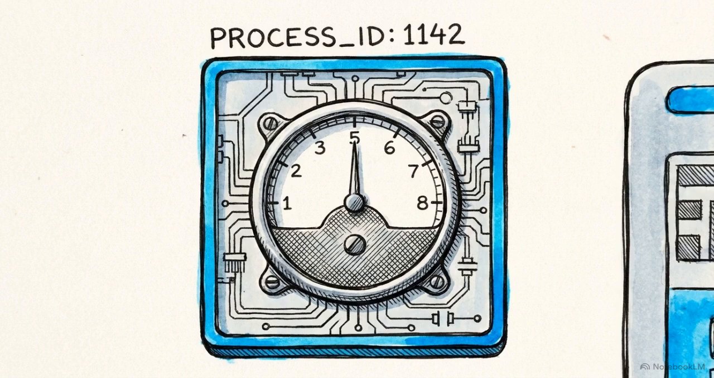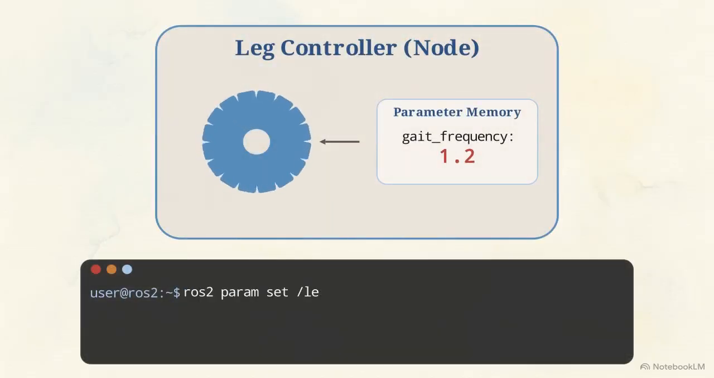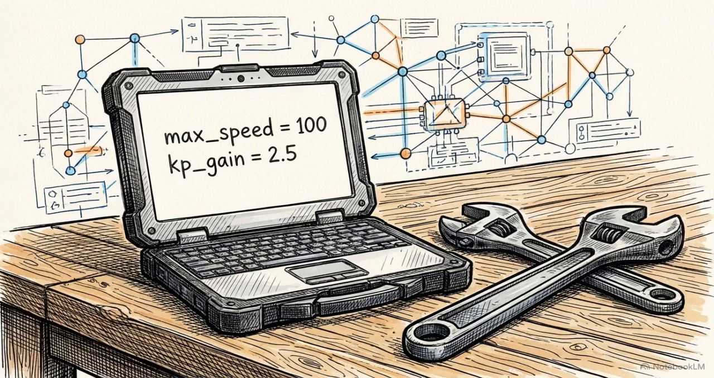A parameter is a locally stored state configuration value that resides inside an individual node. When an engineer inputs a new configuration via the terminal, the node's internal parameter updates instantly. The leg controller reads the new frequency value on its next code cycle, and the physical stepping speed of the robot increases immediately. Because parameters require file parsing and localized state changes, they are strictly for configuration.